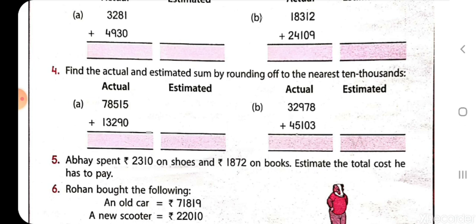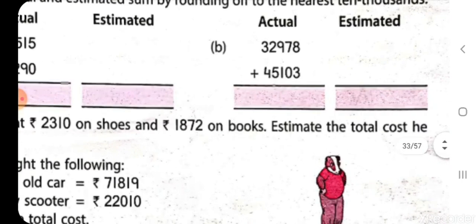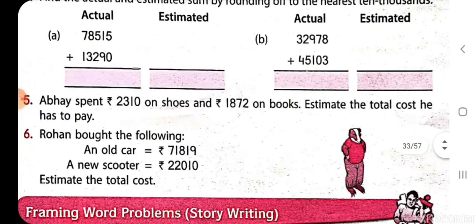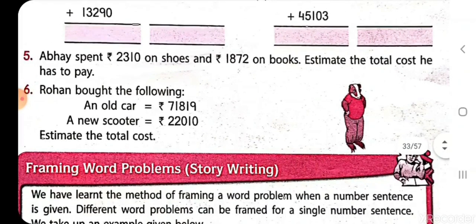2310 on shoes and 1872 on books. Estimate the total cost he has to pay. So just look very carefully. Here we have to find out the estimated cost that he has to pay. So here we will start with the estimation.